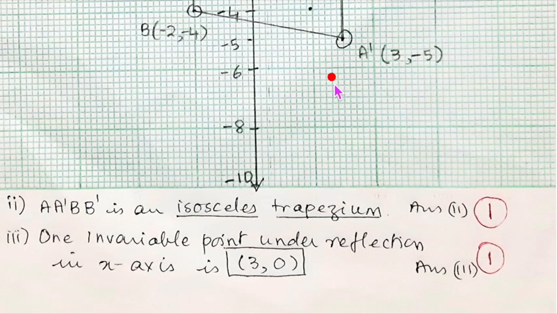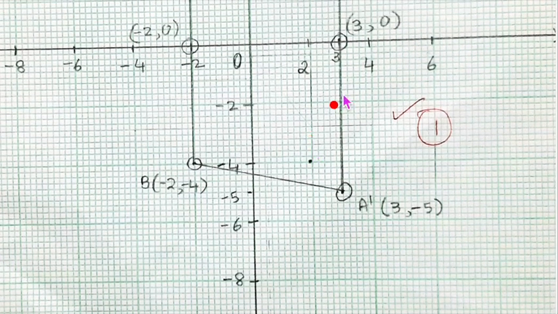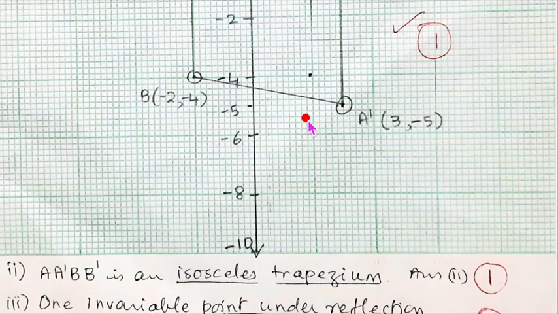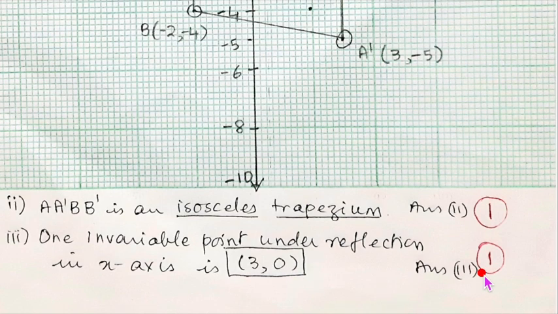See here, the first part was the coordinates of all these which we have written already. Second part is this is isosceles trapezium, that is 1 mark. And one invariant point under the reflection in x-axis is any point on x-axis. I prefer to take either this point or this point which is part of the graph. So either (3,0) or (-2,0). Don't just say (6,0) or (10,0). No need to mention that. Okay, just use the ones which are in the figure given. So I've written just that, and that is our last mark that we earned. So we got 40 on 40.